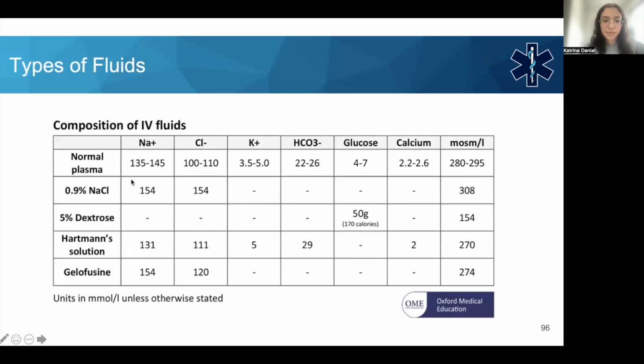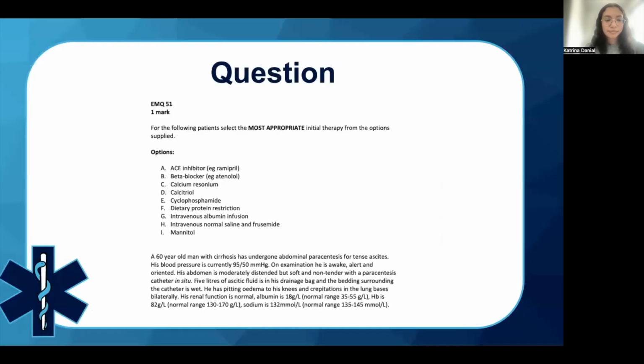This is your normal plasma, so normally in your blood. And then different types of fluids you'll see: normal saline, 5% dextrose, Hartmann's, and don't worry about this one. You don't have to memorize this at all. This is just for your interest. And I have some links in the comments below in case you want to read up about how we prescribe fluids. Okay, so let's have a look at this question here.